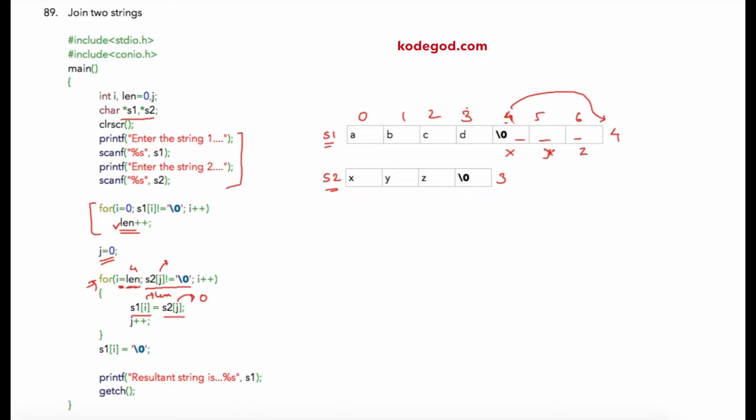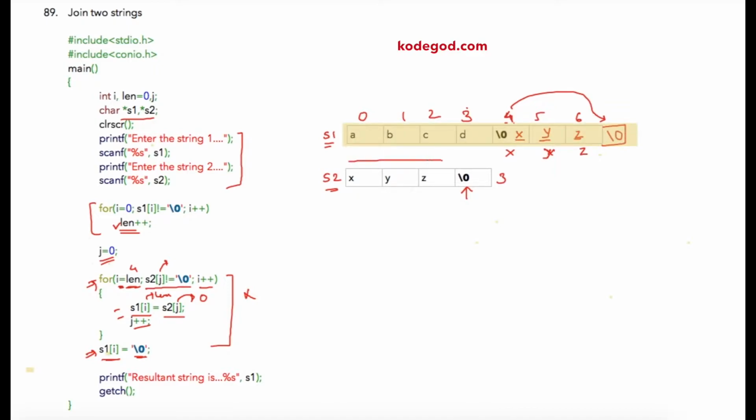On each iteration, we are going to increment j, and once these two statements are executed, i is also going to get incremented. So throughout this second loop for s2, first X will be written, then Y, then Z, and once the compiler reaches this \0, the loop will be completed. At the end of the loop, we must add the \0 character into s1. So at this final location, we should also write \0.